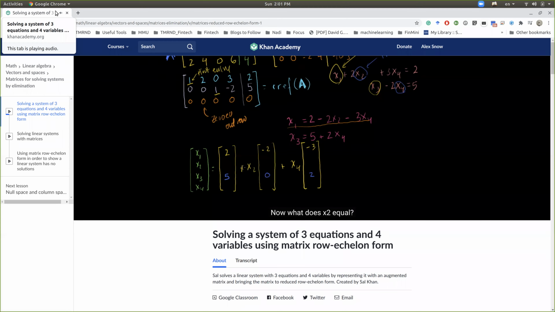Now what does x2 equal? Well, you could say x2 is equal to 0 plus 1 times x2 plus 0 times x4, right? x2 is just equal to x2. It's a free variable. And similarly, what is x4 equal to? x4 is equal to 0 plus 0 times x2 plus 1 times x4. Now what does this do for us? Well, all of a sudden here, we've expressed our solution set as essentially the linear combination of three vectors. This is a vector you could view as almost a coordinate or a position vector.